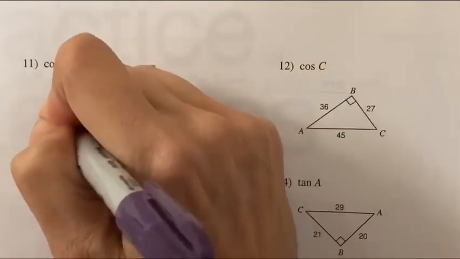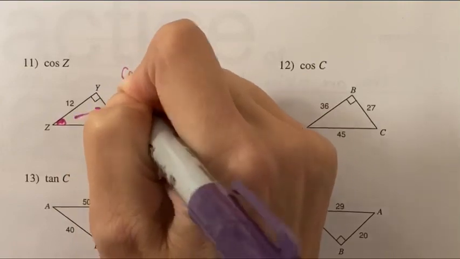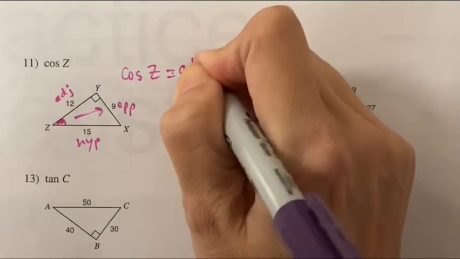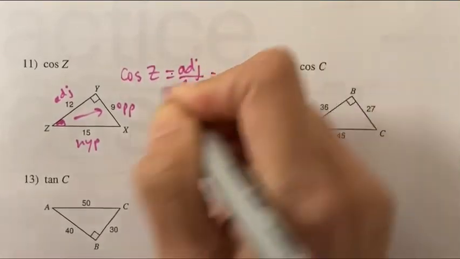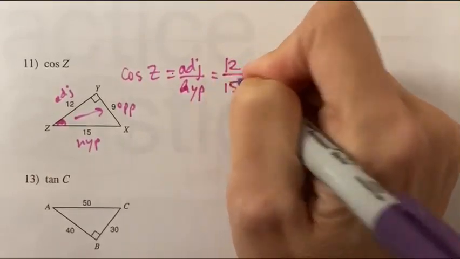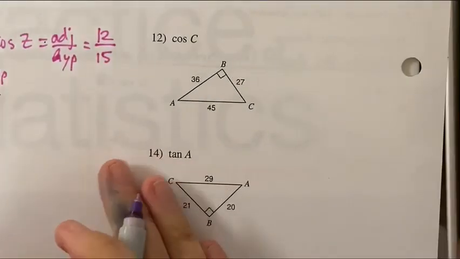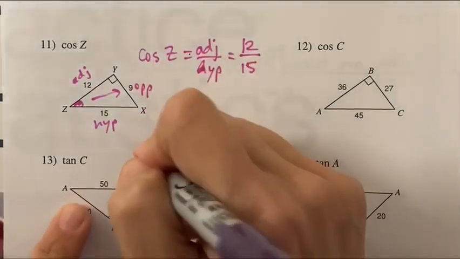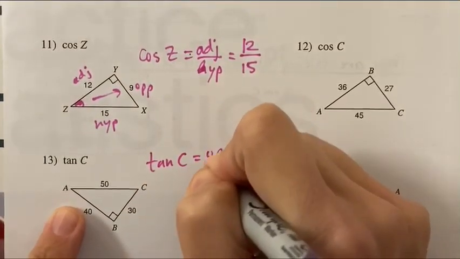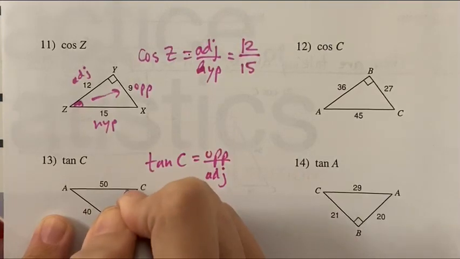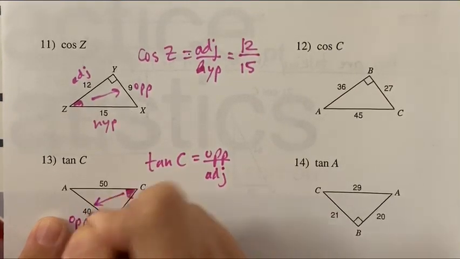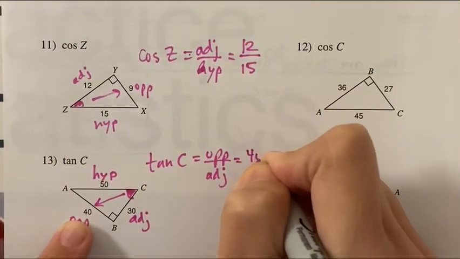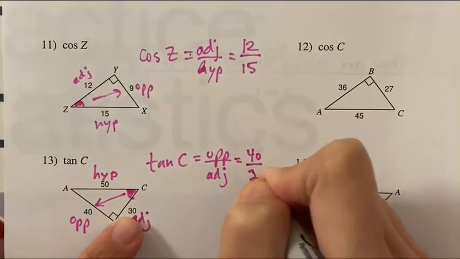So the cosine of Z, right? The cosine is adjacent over hypotenuse. So adjacent 12, hypotenuse 15. I'm actually going to go down vertically because it'll fit. So the tangent of an angle is opposite over adjacent. So let's find angle C. This would be the opposite. Here's my hypotenuse. There's the adjacent. So opposite is 40. Adjacent is 30.